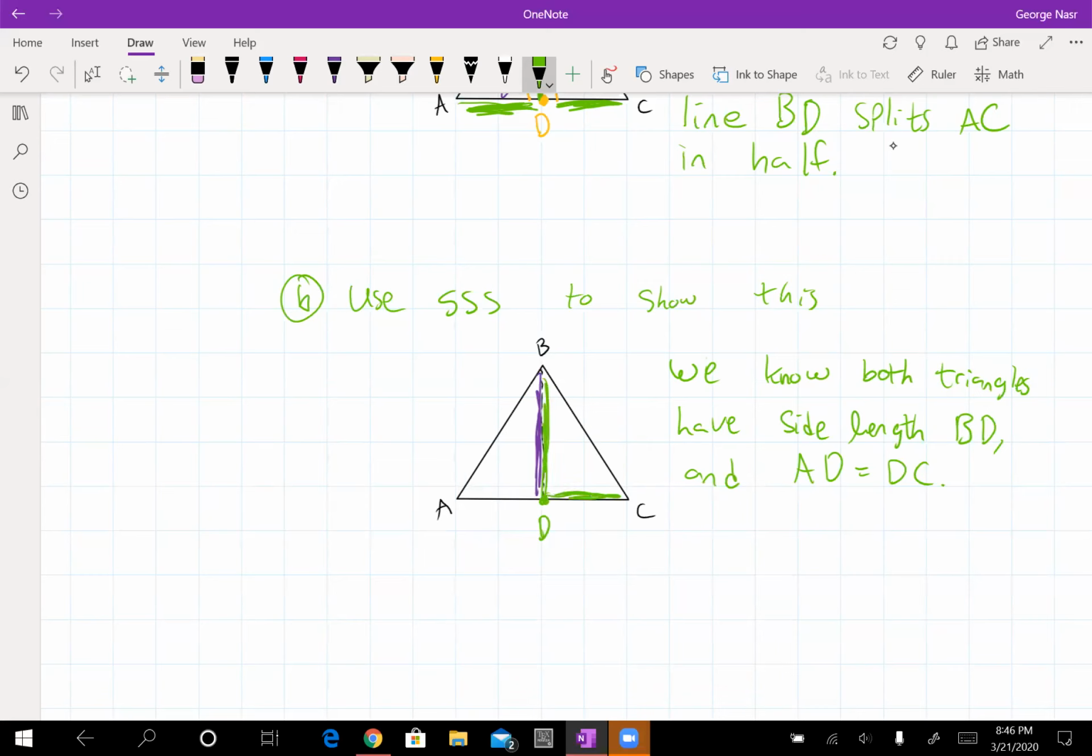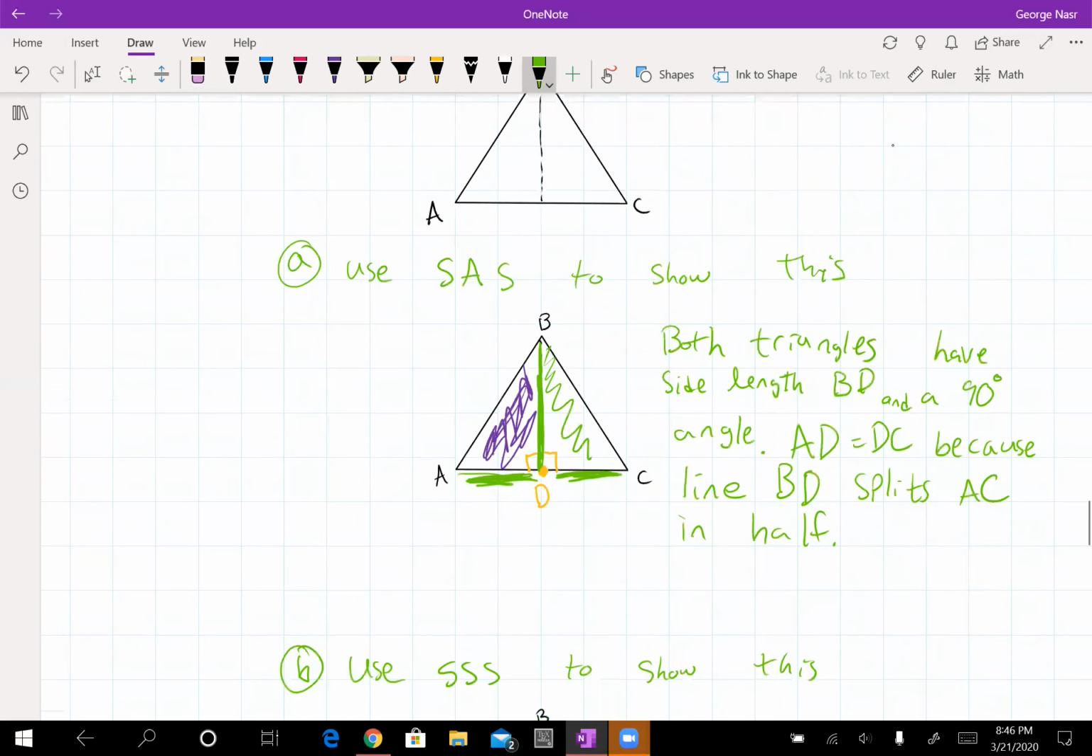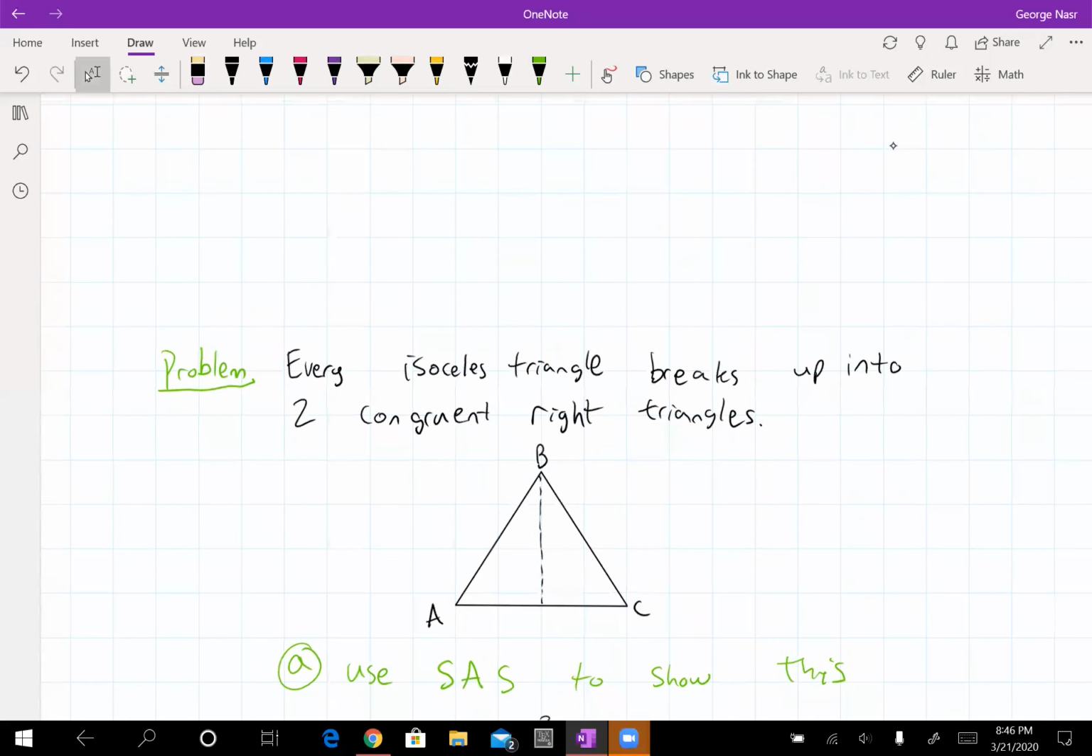They both have this side. Oops, that's not what I wanted to do. So the last remaining question is, does AB equal BC? And the answer is yes, because if we go back to the beginning, they told us that this is an isosceles triangle. Those are the two sides that were meant to be the same.